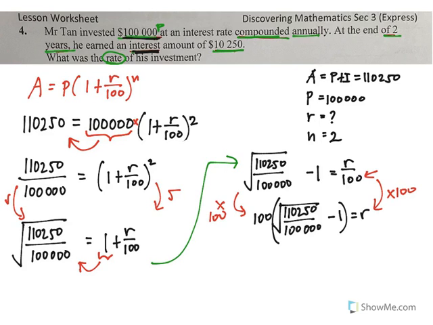Now you just need to key this into your calculator and you will get your answer. This answer should be exactly 5. So the answer is 5%.